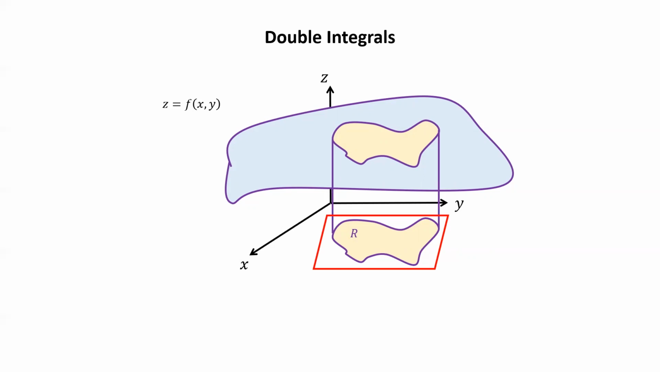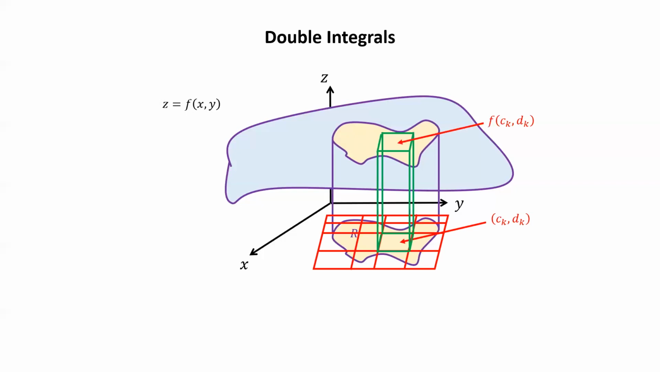We start by placing the region inside of a rectangle. As long as the region is bounded, we will be able to do this. We then chop up that rectangle into a bunch of subrectangles. For each subrectangle that contains part of the region, we take a point. Let's call that ck dk. And then we plug that point into the function. So we take f of ck dk to get the height of a rectangular solid whose base is that subrectangle.